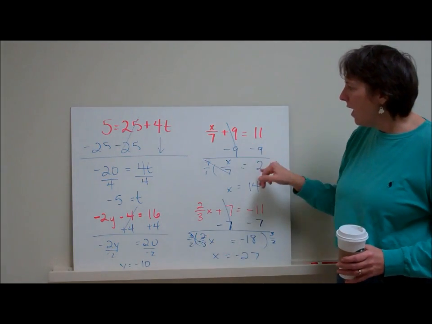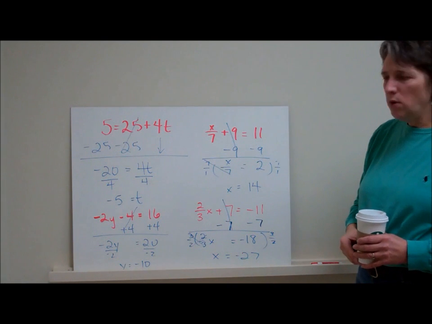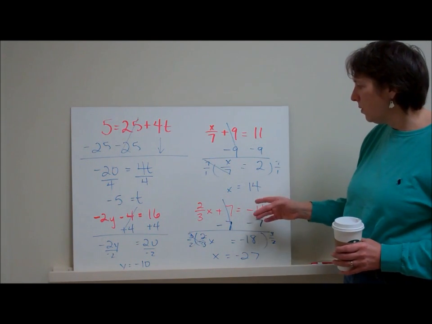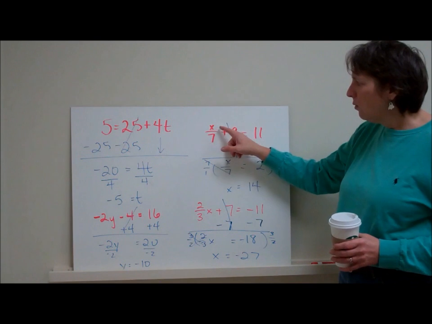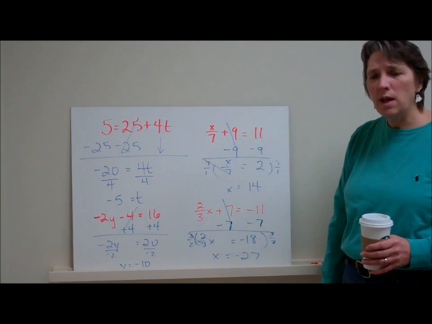Over here we have a fraction. We're going to subtract 9 from both sides. Multiply by the reciprocal. x equals 14. 14 sevenths is 2. 2 plus 9 is 11.